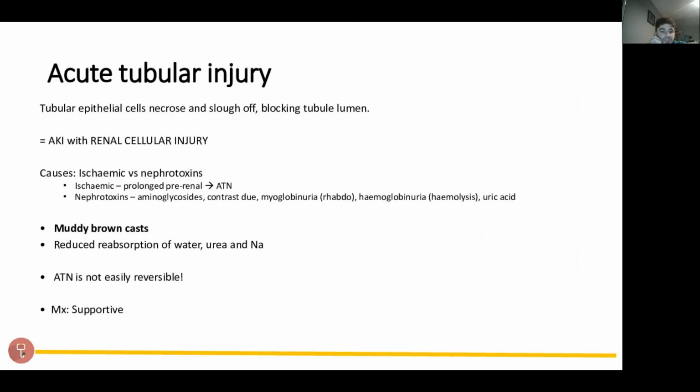I've put here reduced reabsorption of water, urea, and sodium. We'll come to that a little bit later, but it's helpful in differentiating acute tubular injury from prerenal AKIs. And acute tubular injury is not easily reversible. It's quite hard to treat. Generally, just give supportive management.